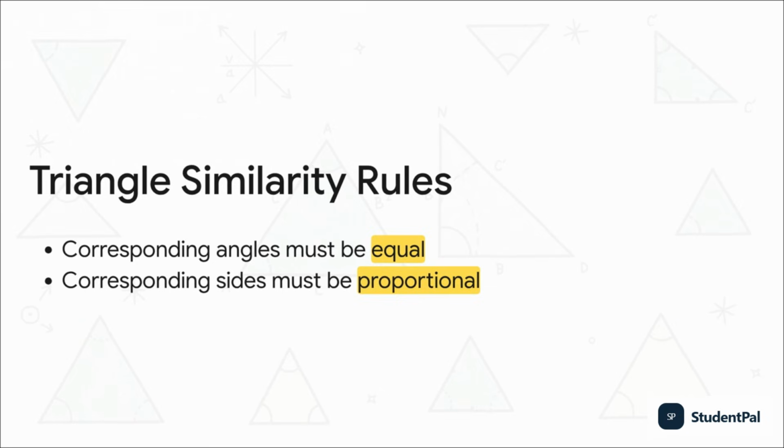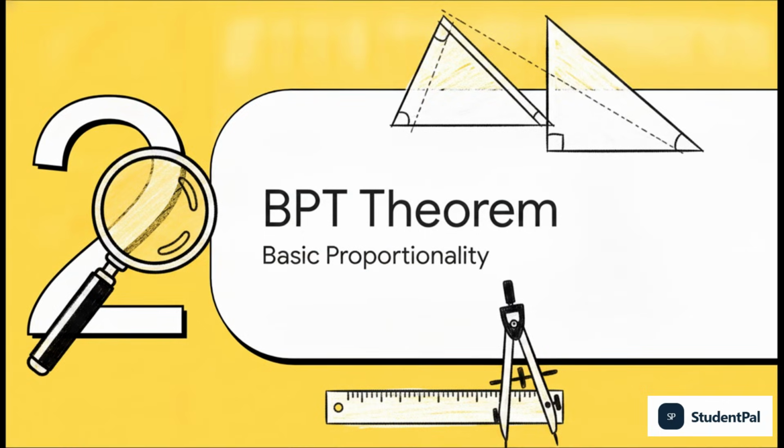Fancy word, simple concept. Condition 2, their corresponding sides must be in the exact same ratio, which means they are proportional. You can't just have one side double in size while another triples. No, they all have to scale up or down by the exact same multiplier. Keep these 2 golden rules in the back of your mind. Okay, let's step into the real core of this subject. This is where our detective work truly begins.